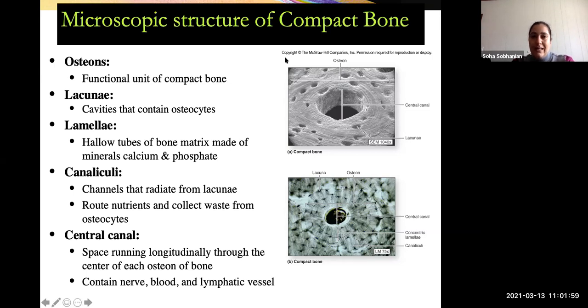So the central canal is basically the space where you pass your lymphatic vessels, your blood, and your nerves. So your blood vessels, your nerves, and your lymphatic vessels are sent at the center of the osteon. And then again, the canaliculi basically take whatever is at the central canal and send it to each of your bone cells that are around the area. Canaliculi function is communication. They do allow communication. So as I mentioned, if you want to communicate between one cell and another cell, that's a way to do so as well.